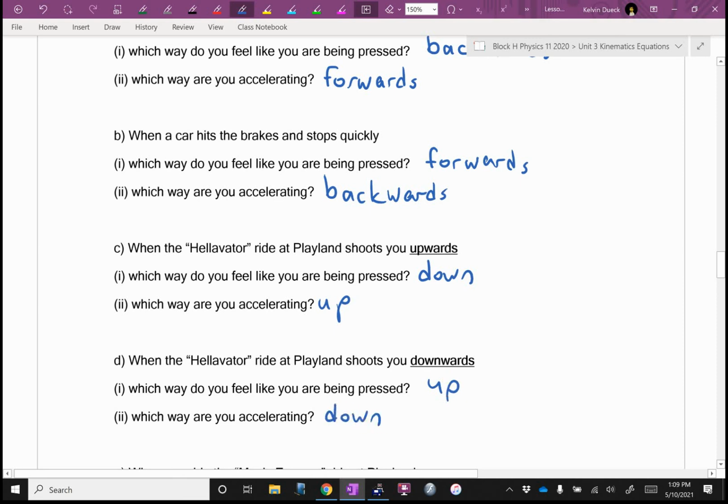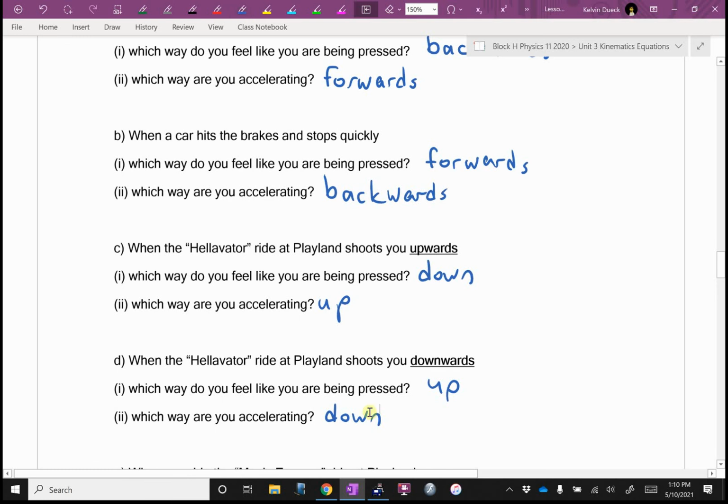That works. I have yet to find a single situation where the idea that the direction of the acceleration is the opposite of what you feel doesn't hold. So if you ever are asked, which way is the acceleration? If you can imagine your body sitting in that vehicle or ride or whatever, and you know which way you're getting pushed, it's the opposite direction, I guarantee it.